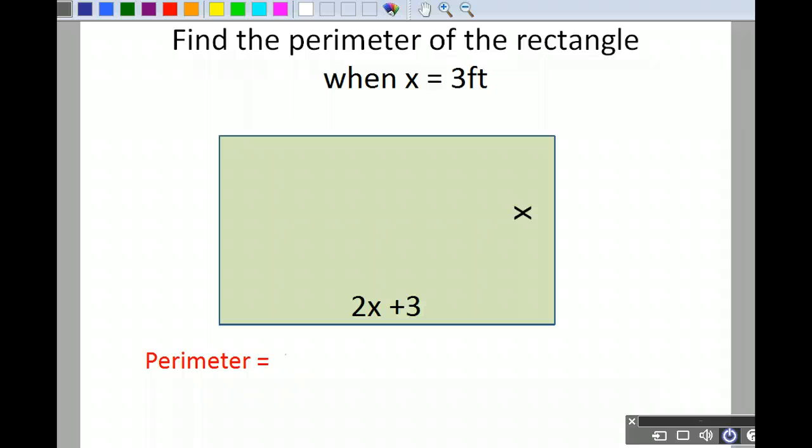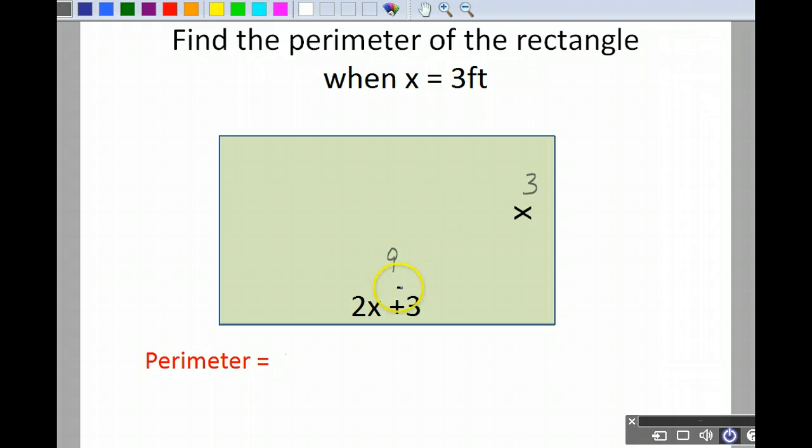Okay, now we want to find the perimeter of the rectangle when x is equal to 3 feet. Well, first I've got to figure out what x is, and I've got to know what perimeter means. Perimeter is the sum of the edges, like the perimeter of the building. So, x is 3. So this x is 3 also. What's 2 times 3? 6. What's 6 plus 3? So this side is 9.